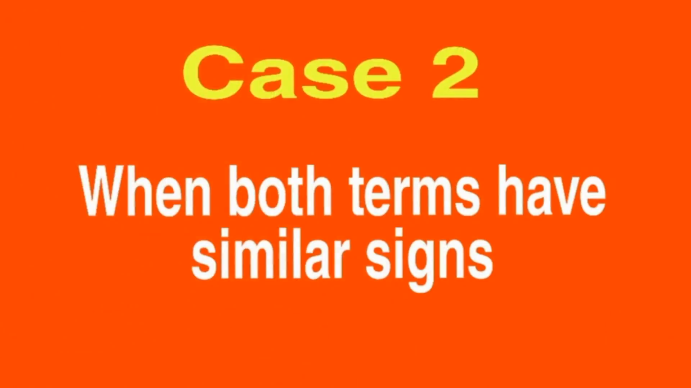Now we discuss case 2. In case 2, when both terms have the same, similar signs, for example -7 and -5, then the answer is -12. Actually when two terms have the same sign, we add their absolute values. If we have +5 and +7, then again we have the answer +12. We shall write the sign which these two terms have.